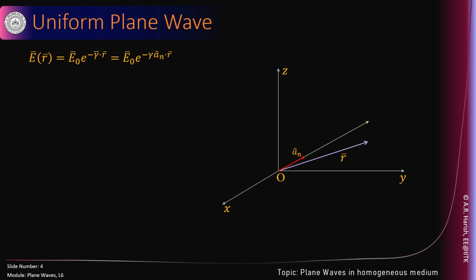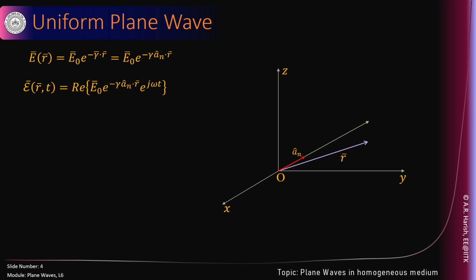Now I would like to plot this electric field E. Whenever we want to plot something, it is always important to go to the time harmonic form. How do you get the time harmonic form? You multiply the phasor representation E naught e to the power of minus gamma a n dot r with e to the power of j omega t and take the real part of that. Now E naught is a complex quantity. E to the power of minus gamma a n dot r is a complex quantity. E to the power of j omega t is also a complex quantity.